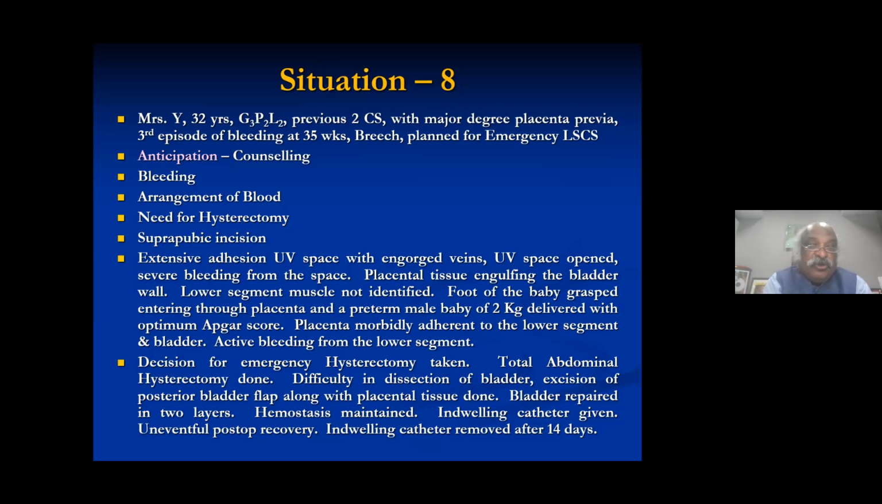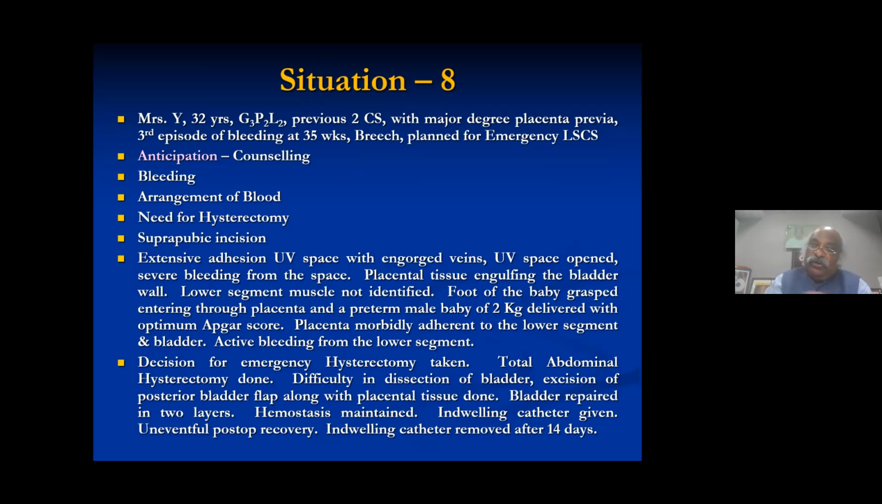In this particular case, suprapubic incision was given. Extensive adhesion of UV space with engorged veins. UV space opened. Severe bleeding from the space. Placental tissue engulfing the bladder wall. Lower segment muscle not identified. Foot of the baby grasped, entering through the placenta, and a preterm male baby of 2 kg delivered with optimum Apgar score. Placenta morbidly adherent to the lower uterine segment and bladder.